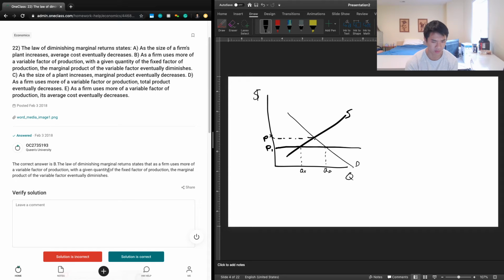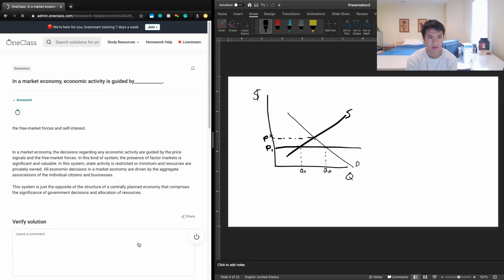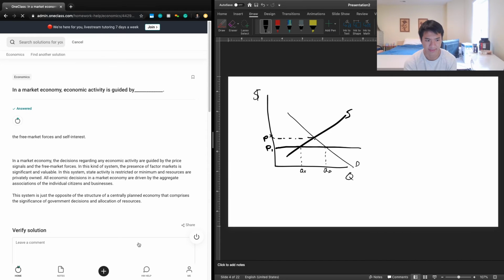The law of diminishing marginal returns states, as a firm... So basically restating the answer choice. And so again, yeah, this is correct. This is a concept that students will just have to memorize. Right, and so this is again not really a calculation-based concept, and really just testing your knowledge of some of these terms. Okay, so let's take a look at the next question.